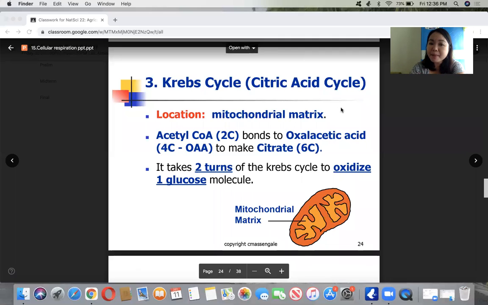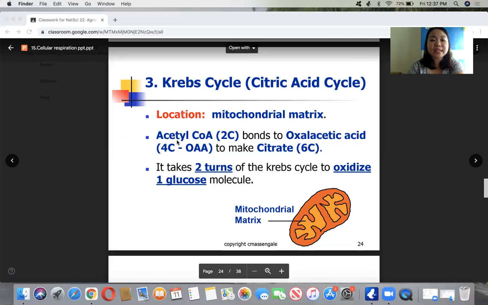So remember that it's not the Calvin cycle. The Calvin cycle is the light independent phase of photosynthesis, while the Krebs cycle is the third phase of respiration, also known as the citric acid cycle, which takes place in the mitochondrial matrix.